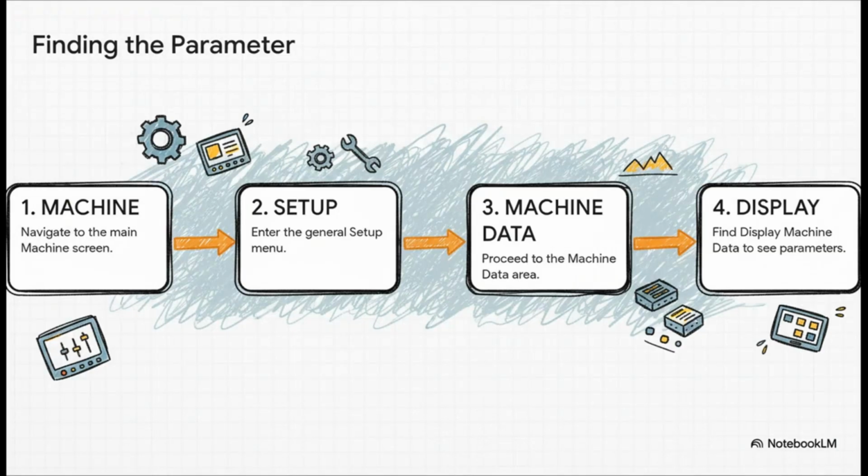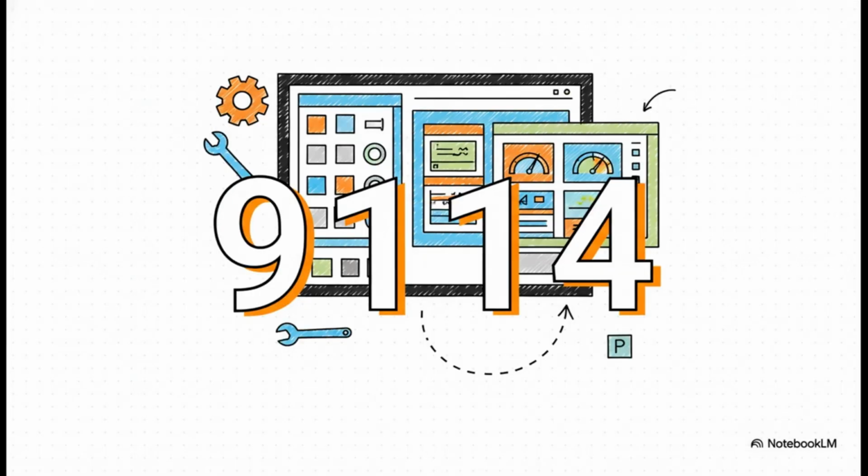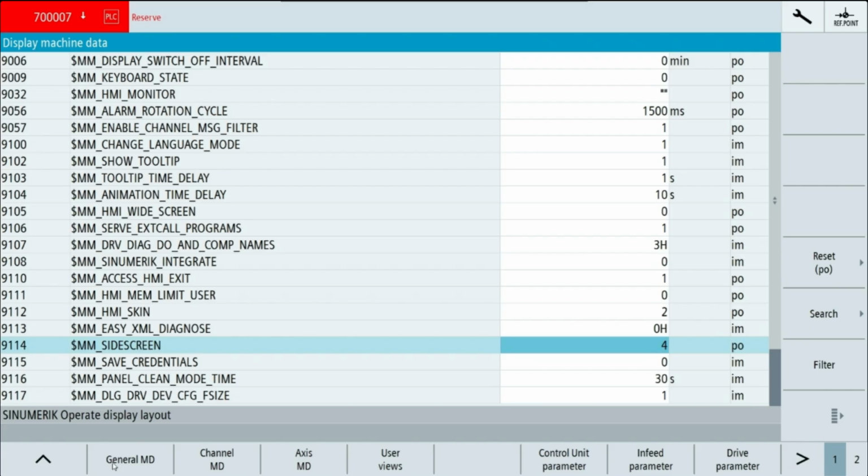So where do we find this magic parameter? It's a pretty simple path. You're just going to navigate to Machine and then into Setup. From there, you'll select Machine Data, and then you're looking for the Display Machine Data menu. This is basically our command center for all these tweaks. And here it is, the magic number, 9114. This parameter, which the system also calls mm_Sidescreen, is what controls which layout is active. By default, it's usually set to 4, which is that standard view you're used to. We're about to have some fun with that.